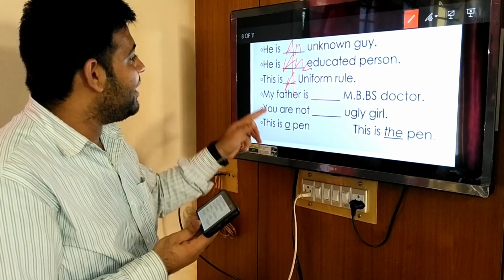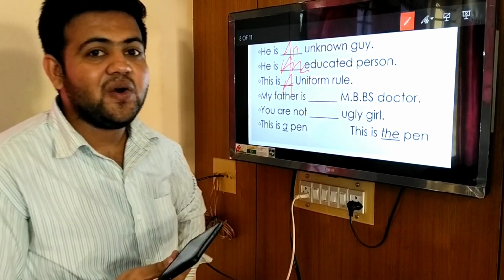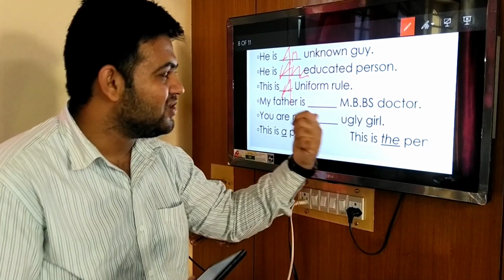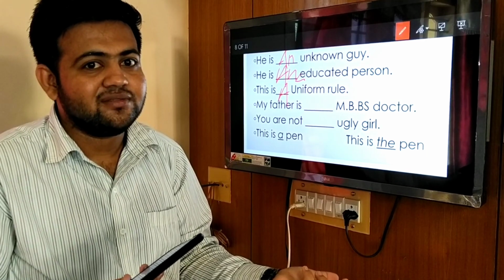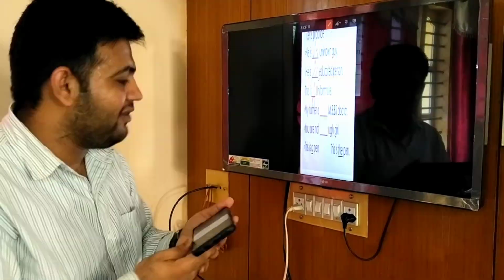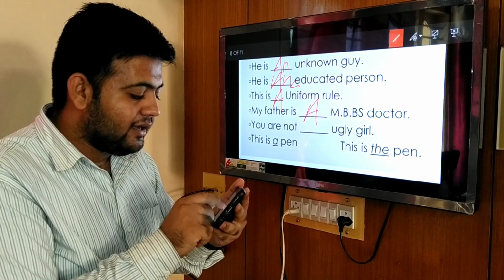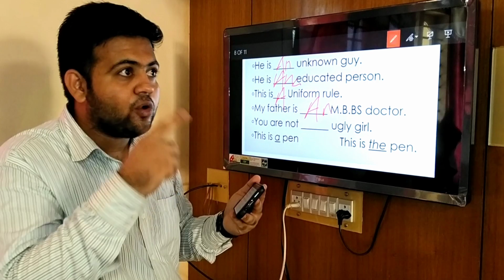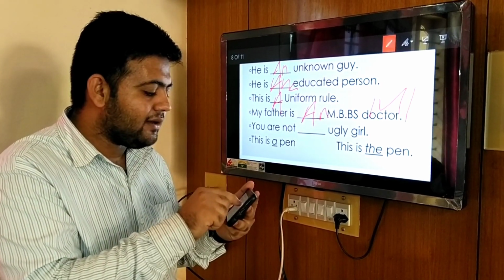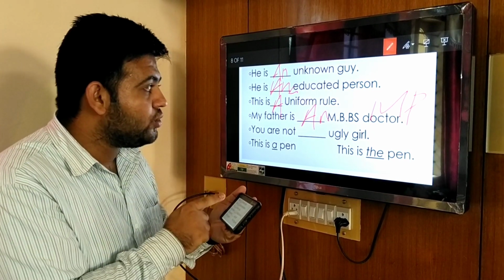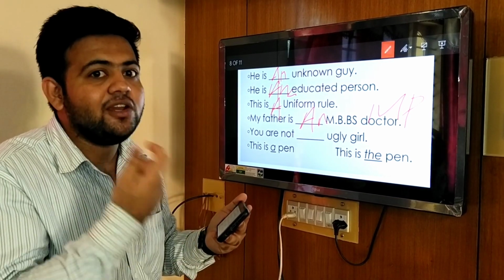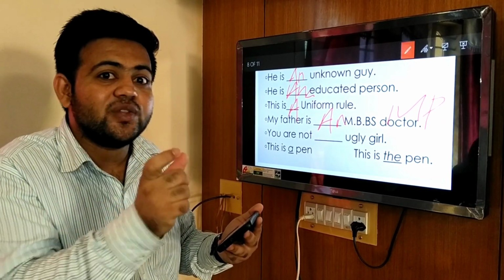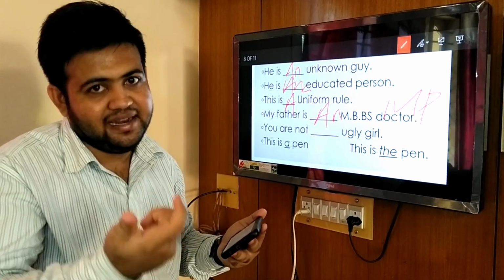Okay, next, my father is MBBS doctor. Now this one is also very tricky. Here M is used. M is not a vowel, it's a consonant. So technically what should we use? We should use a article. But no, here we will use an article. Why? In words like MBBS, or one more word I can say, MP, Madhya Pradesh, when you pronounce MP, an E sound comes, right? So that is a swara. So we will use an article again here.